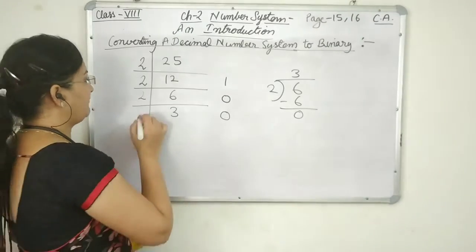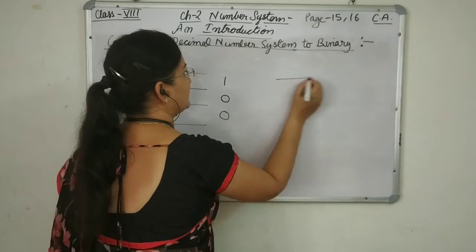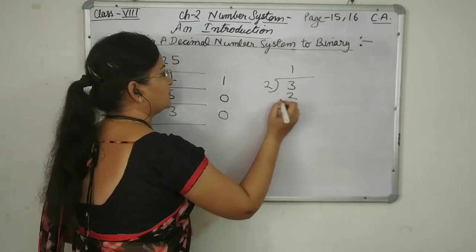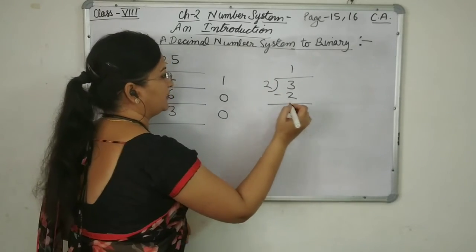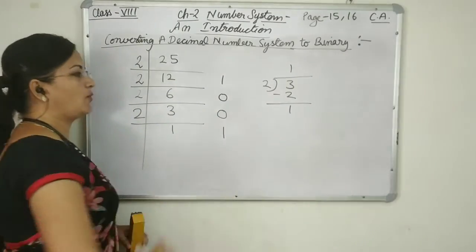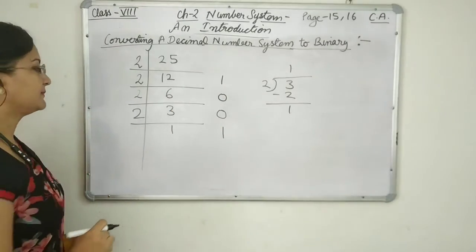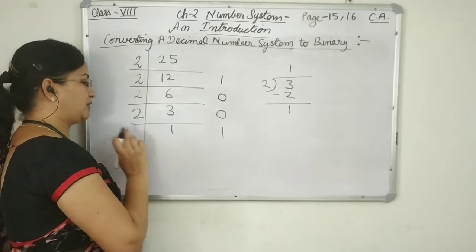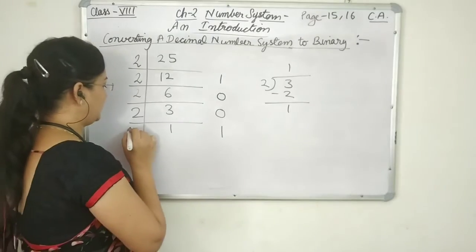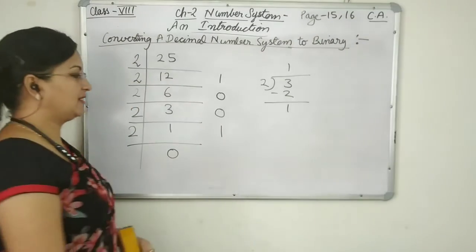The same we have to repeat, divide by 2. Now 3 divided by 2: 2 ones are 2 and the remainder is 1. So here we write 1, and the remainder 1. Got it? All these are quotients, all these are remainders. Now again we have to divide 1 by 2. As I said, we always want 0 at the last, so we divide again. 2 zeros are 0 and the remainder is 1.